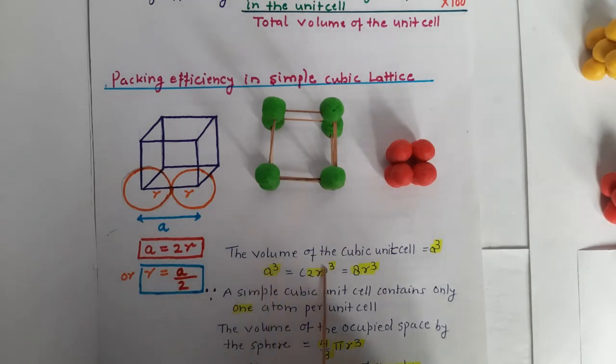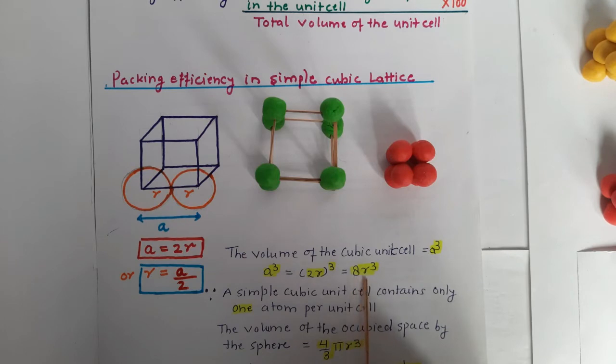We know that the volume of the cubic unit cell is represented by A cube. Now if we represent A in terms of R, A cube will be equal to twice R, whole raised to the power cube, which is equal to 8R cube. It means the volume of the cubic unit cell is equal to 8R cube.